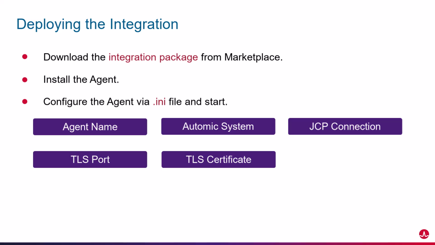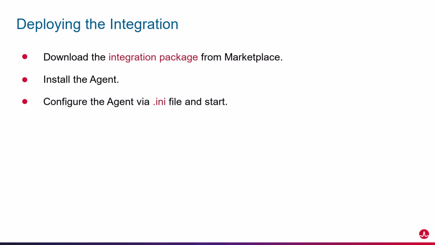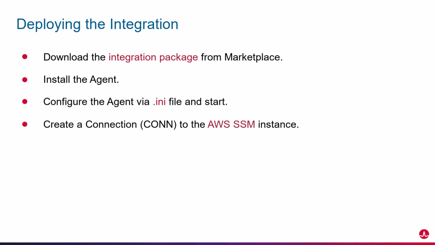When the agent is configured, we start it. New object templates are deployed. We create a connection to every AWS SSM instance we need to support. For this, we use the template con object, which we duplicate as many times as we need.